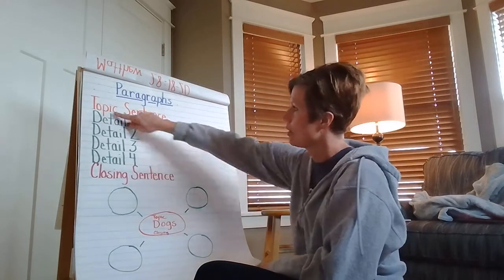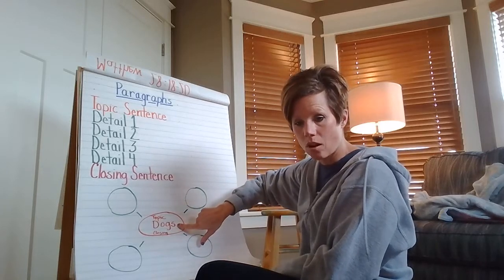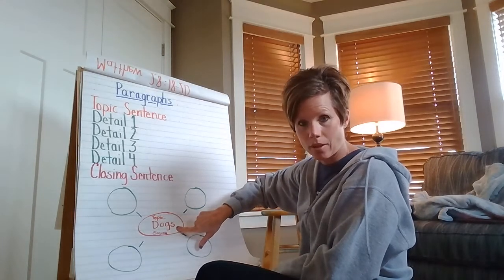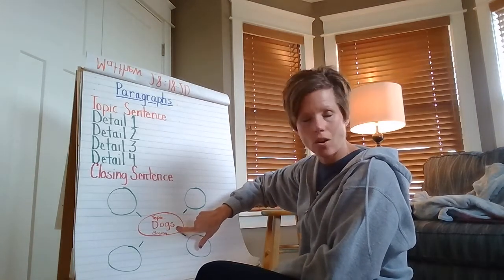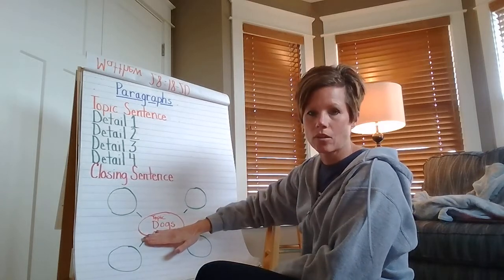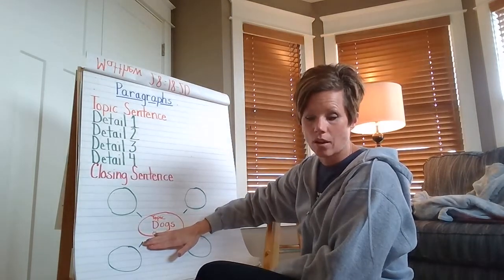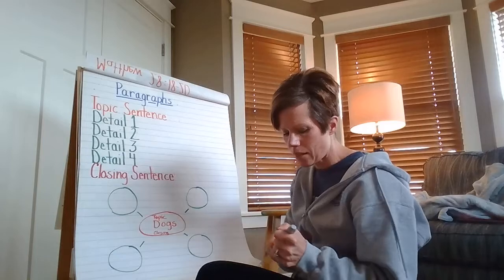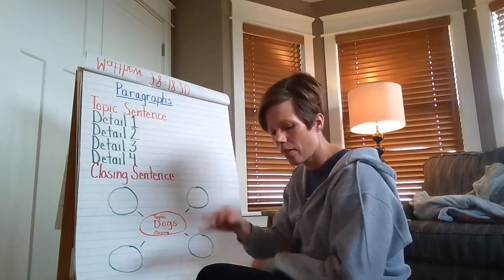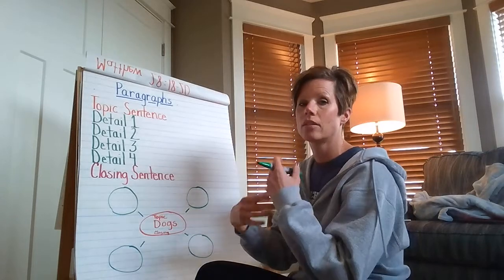All right, so this is my topic. If the topic of my paragraph is dogs, am I going to write about alligators? Am I going to write about how to drive a car? No, because that's for a different paragraph. Our paragraph can only contain details that relate to dogs. Okay, now I have to think about 4 details, 4 things that I know about dogs or that I could relate to dogs.